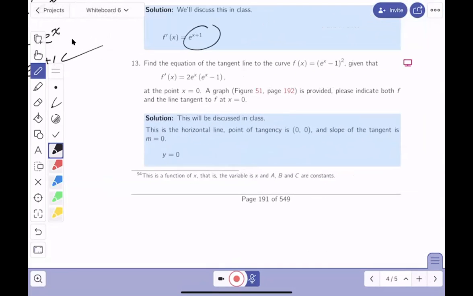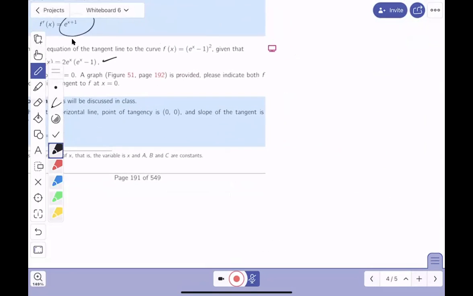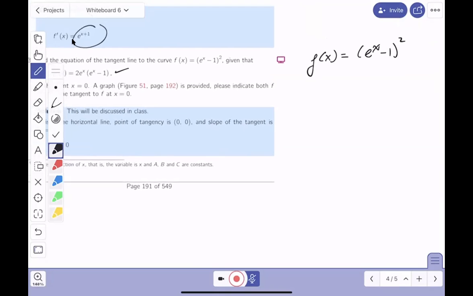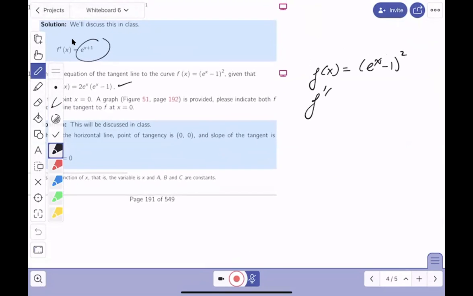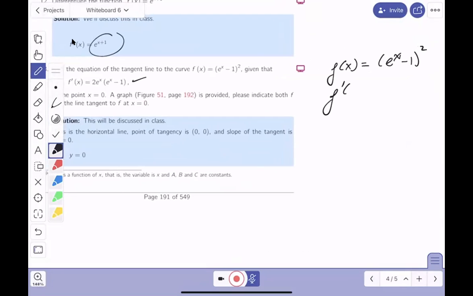All right, so what do they say over here? A little tricky, by the way. It says, find the equation of the tangent line to the curve given. They gave me the derivative, so I'm not going to struggle with it. They give me f(x) is (e to the x minus 1) squared, and I'll write down the derivative for you. Again, no need to struggle. It's given, and you might as well trust them. All right, I'll trust them.